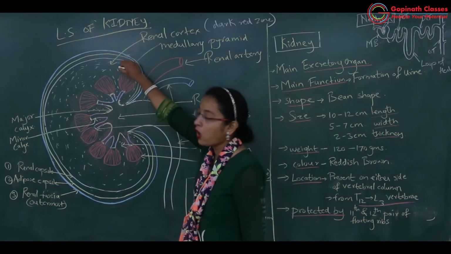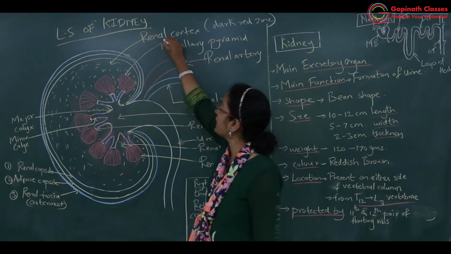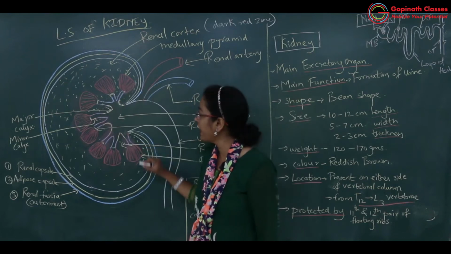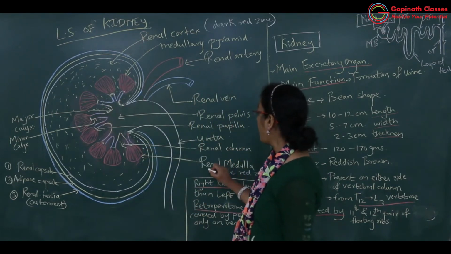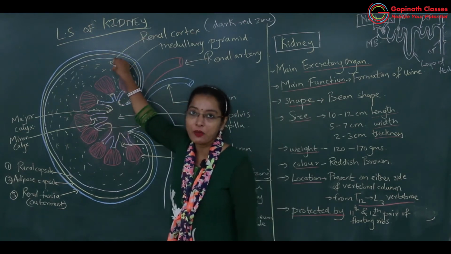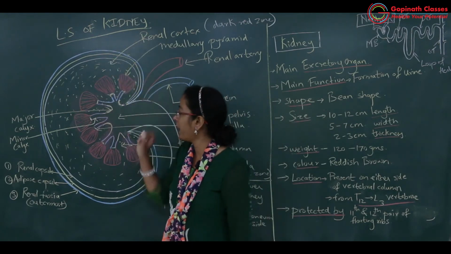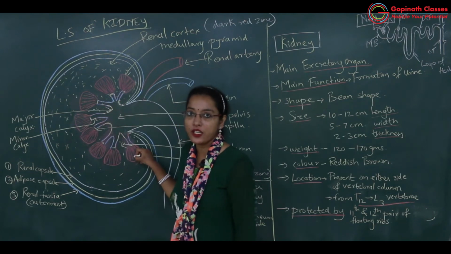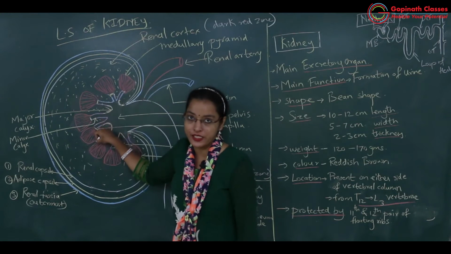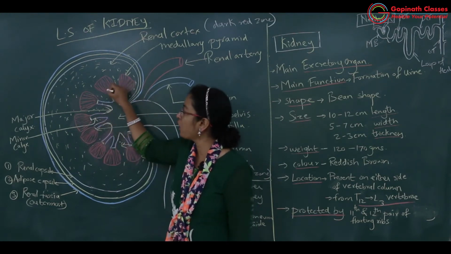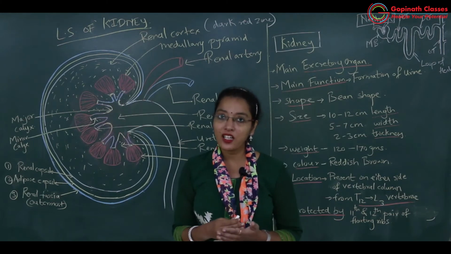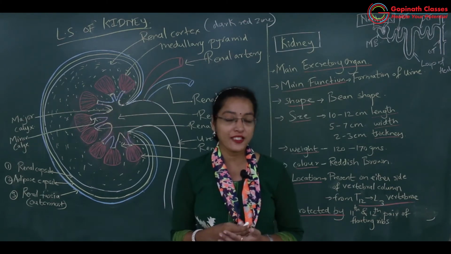One outer region is known as the renal cortex, and the inner region of the kidney is known as the renal medulla. I have indicated the renal cortex by a dotted structure, whereas the renal medulla has many medullary pyramids, and these medullary pyramids are quite dark. I have shown red colored lines, striations.